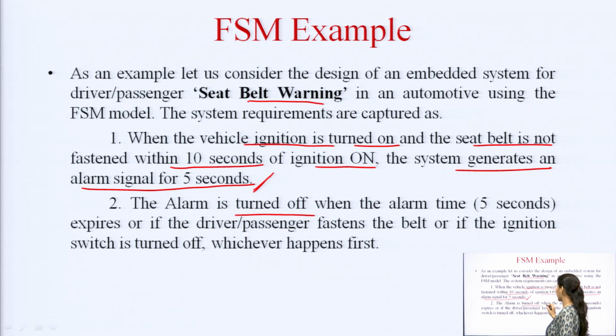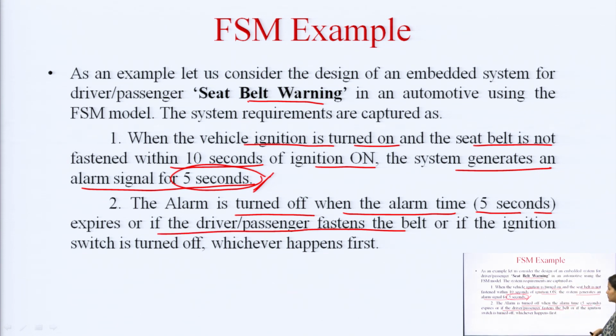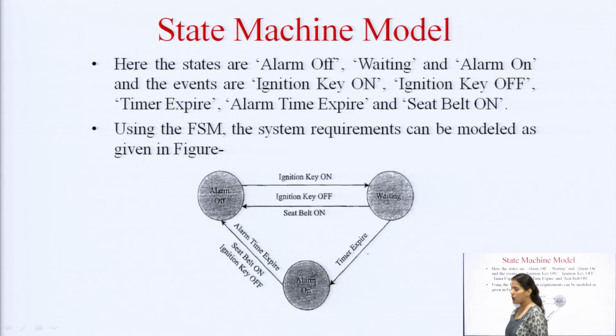The alarm is turned off when the alarm time expires, that is the 5 seconds of alarm time. So, if either this 5 seconds have passed and the alarm time has expired, or if the driver has fastened the seat belt, then also the alarm should be off, whichever happens first. So, this is the condition. Let us understand how it can be modeled using the state machine model.